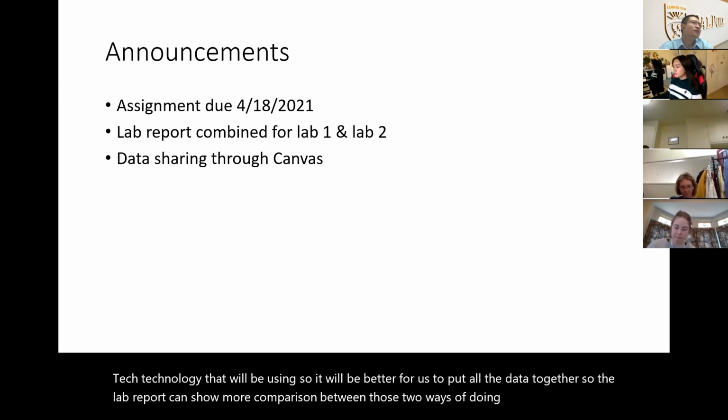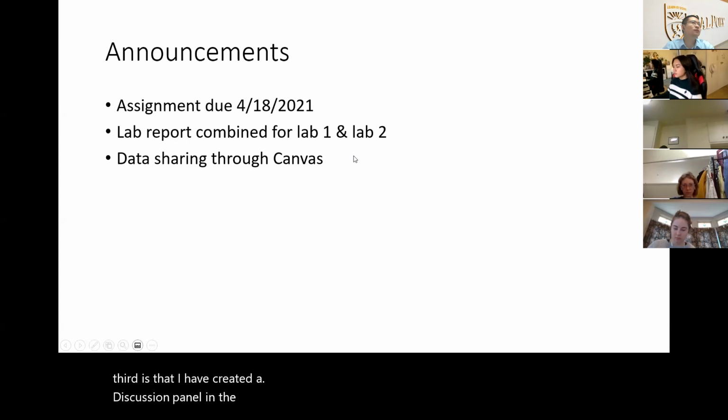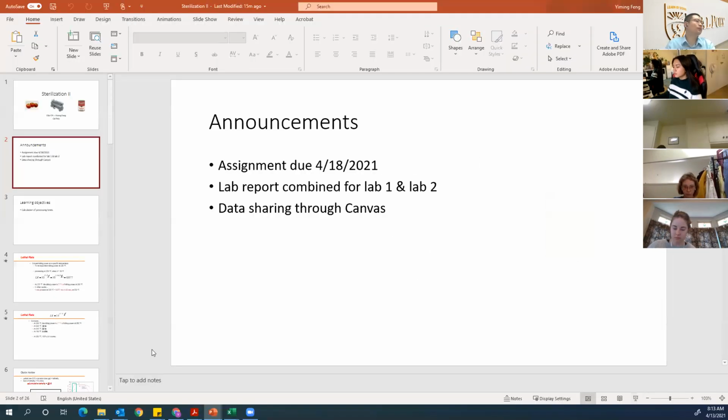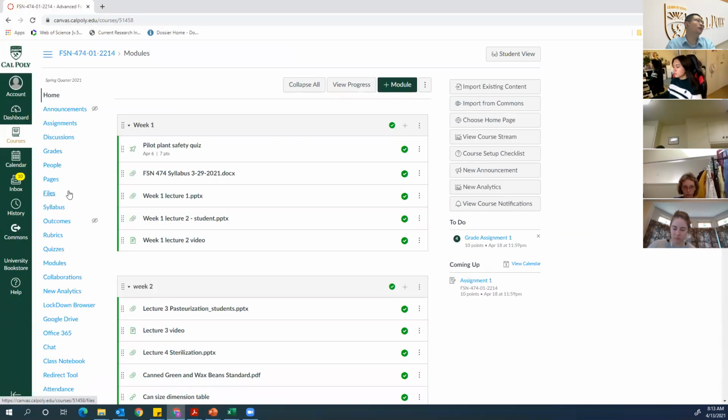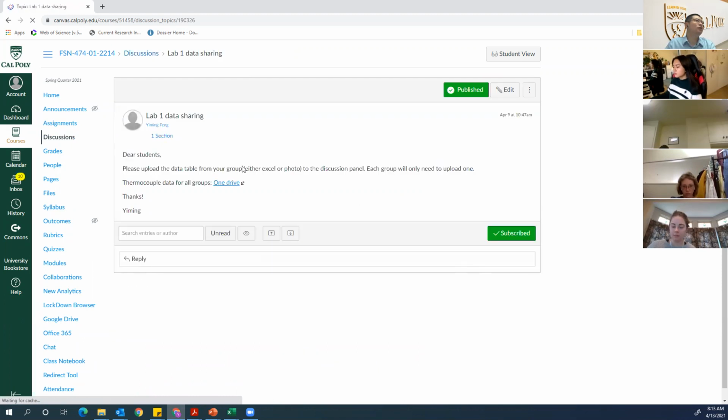And the third is that I have created a discussion panel in the Canvas. So for the rest of this quarter, we'll be sharing the data in this panel. So if you can see my screen, if you click discussion, and in the lab data sharing, you'll see that I already posted one thread here.